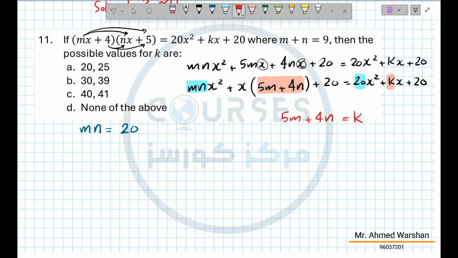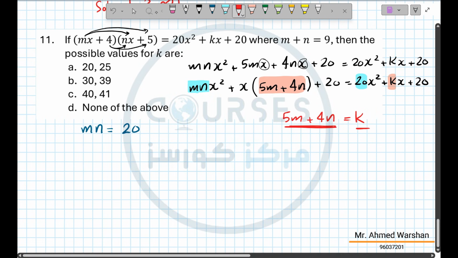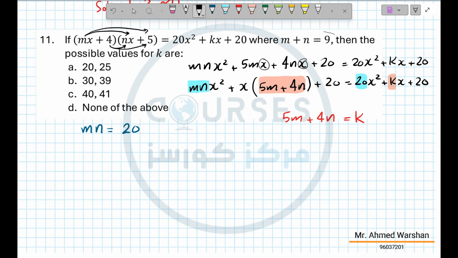Okay, he's asking for the possible values of k. So to find k, I need to find m and n somehow. Okay, how can I do that? Look, he's giving you an equation of m and n. We have another equation of m and n. We can solve these together to find the values of m and n. Let's do that. Isolate one of the variables. So let's make n alone, for example. Send the m to the other side. So this will be n equals 9 minus m.